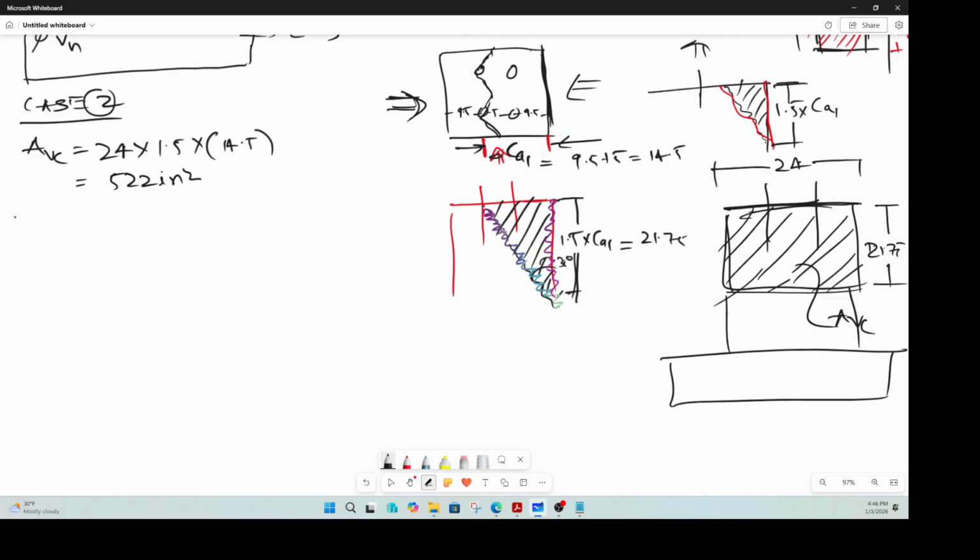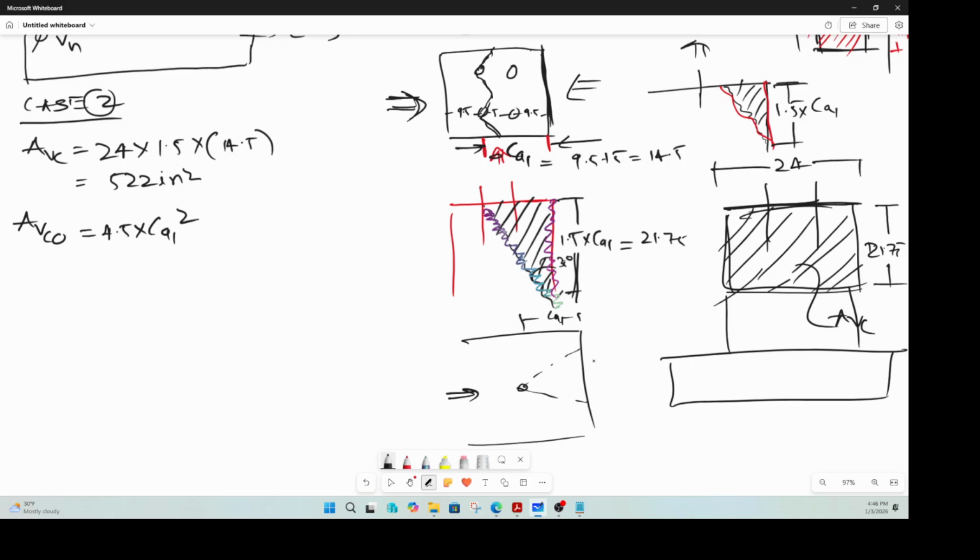Okay, now AVCO, this is without any edge constraint issues, and this is for a single anchor, not a group of anchors per definition, right? If you go to the code, it says that it is 4.5 times CA1 square. How do we get 4.5? Imagine this vast expanse of concrete. Your anchor is here. You're applying shear like that. So let us say this is CA1.